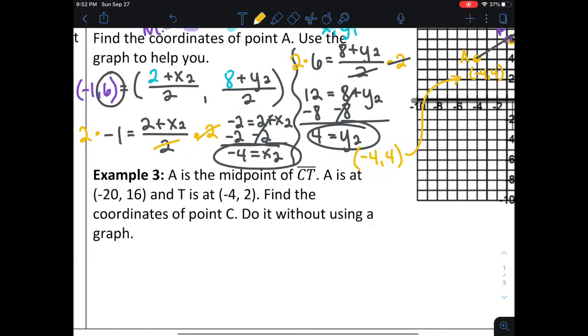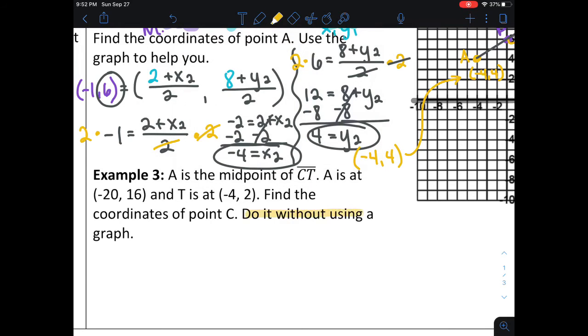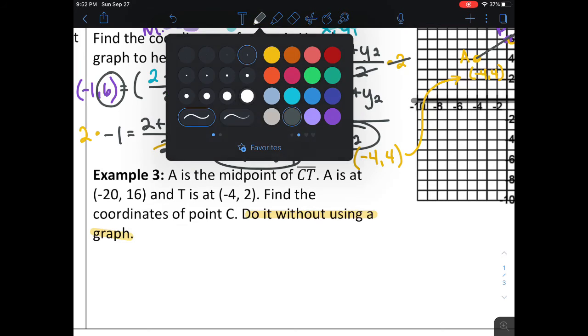Example 3. A is the midpoint of CT, A is at negative 2, 6, and T is at negative 4, 2. And this one says do it without graphing. Oh no, what are we going to do? We'll be all right. So do it without using a graph. We got this. All right, let's set her up.